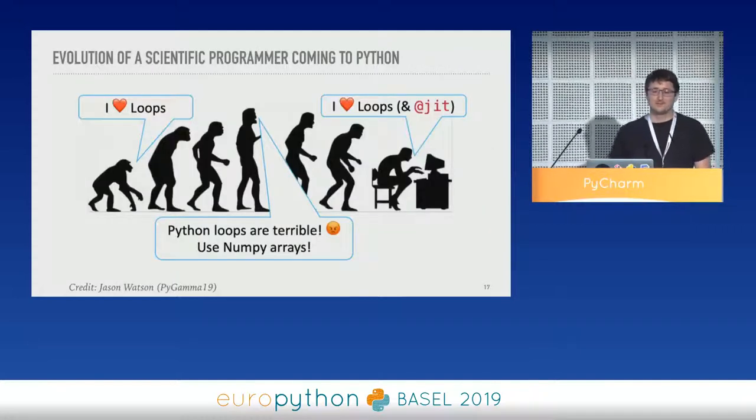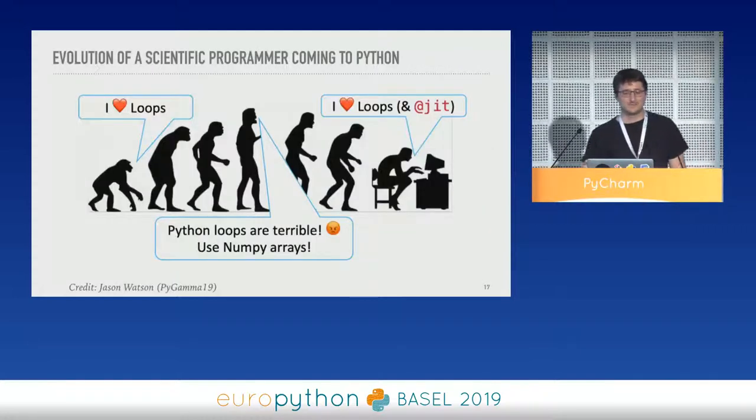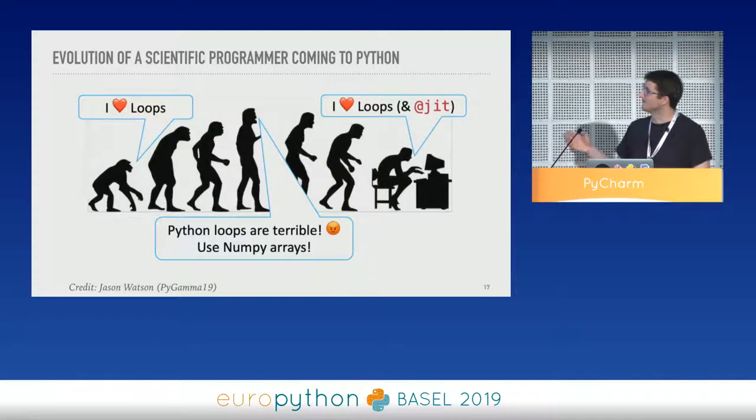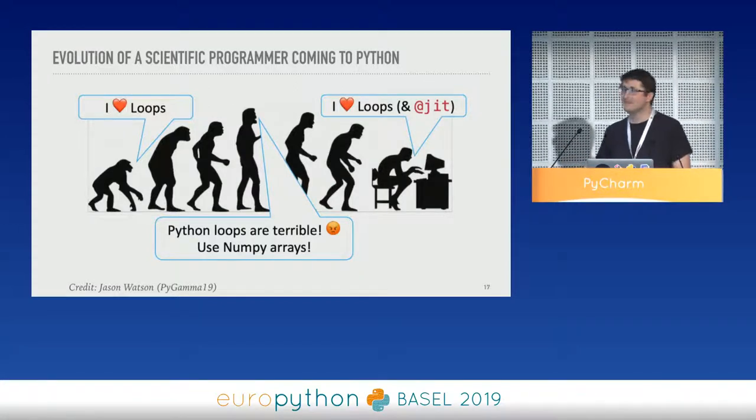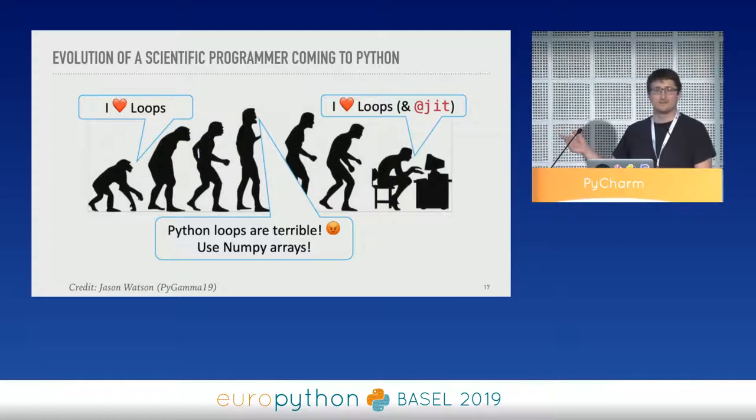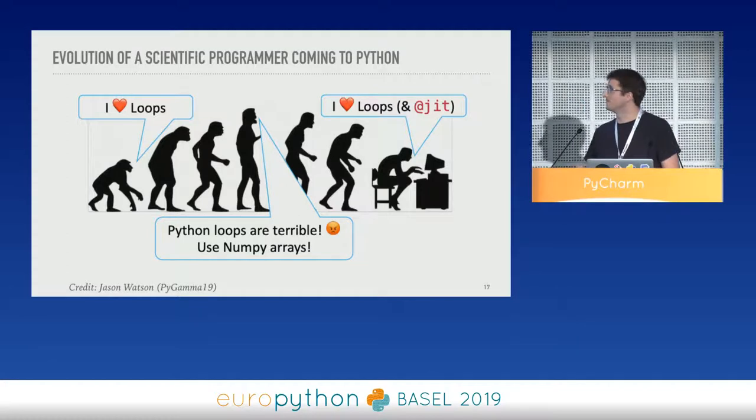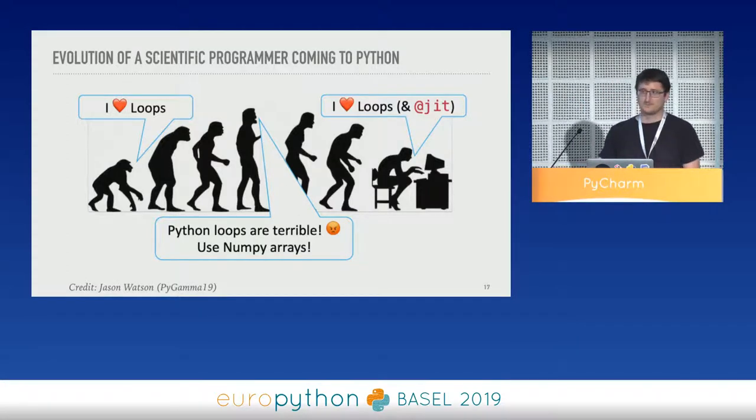So kind of the evolution of a scientific programmer coming to Python is that maybe you start out with C or Fortran and you write loops all the time to do your data processing. Then you come to Python and you figure out that loops are 100 times slower, and you learn that you have to write everything as NumPy array expressions. But actually, now that we have Numba, writing for loops is okay again. So it's a bit of a regression.